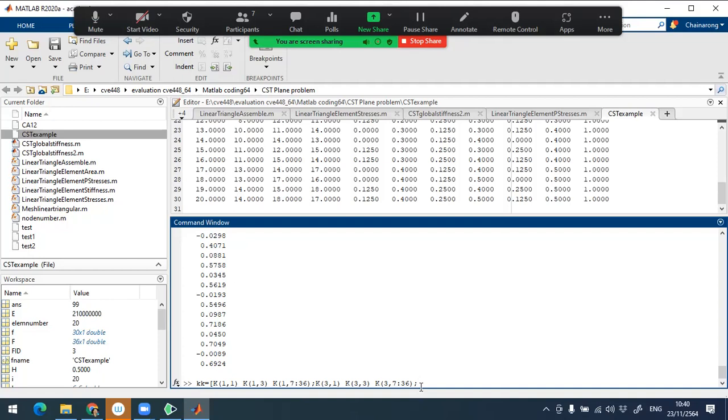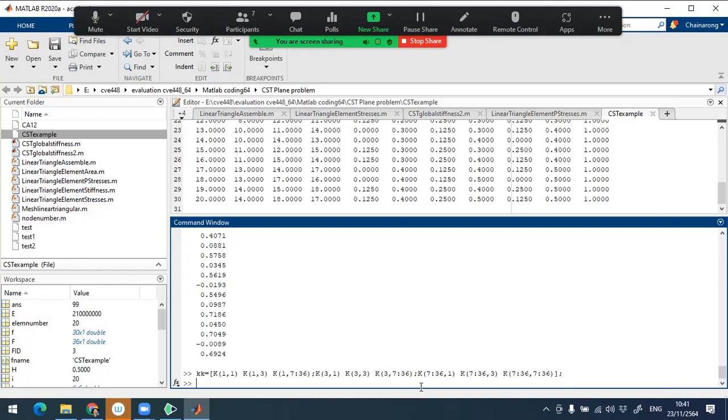And then the last one, 7 to 36 column. 7 to 36 row is the first column, and 7 to 36 row is the third column, and then 7 to 36 row and 7 to 36 column. Okay, this is the stiffness. And after that, we will change the force.